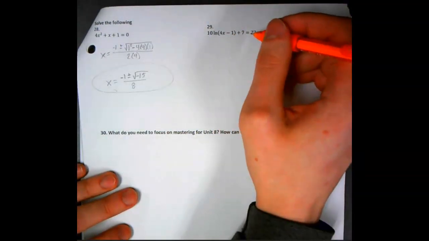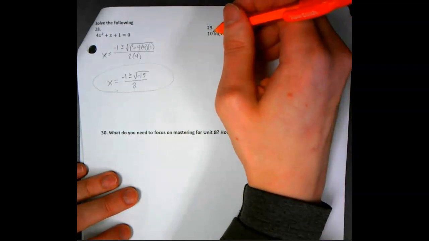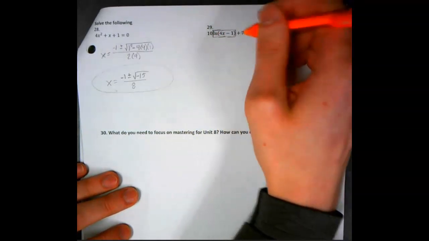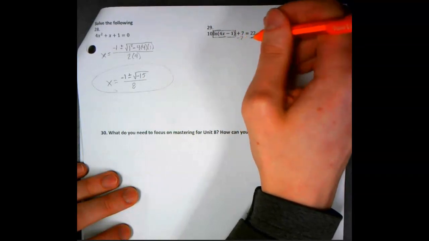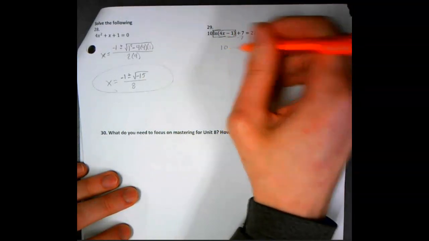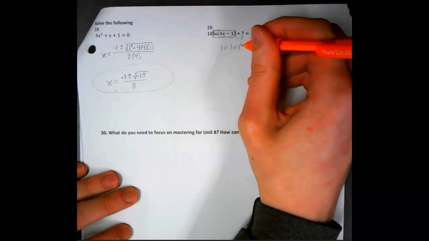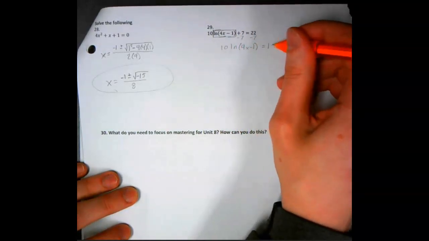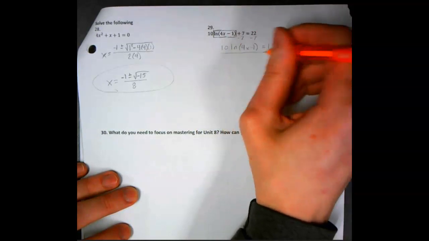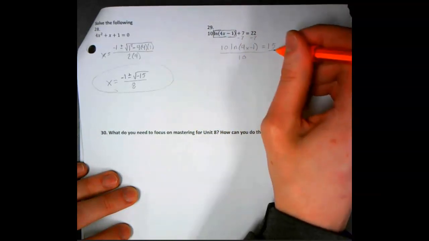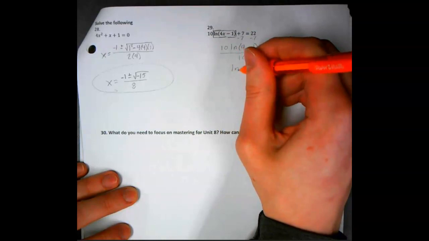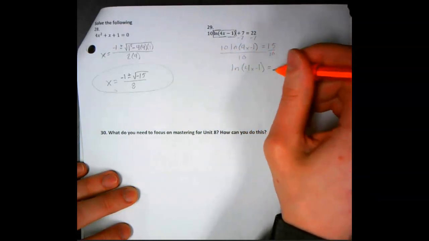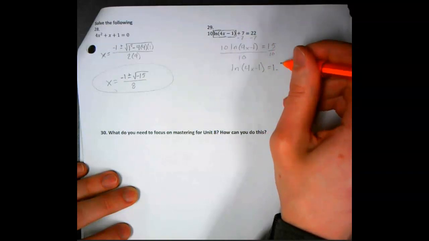For number 29, first we want to get this natural log by itself. So we'll subtract 7, and we'll have 10 natural log of 4x minus 1 equals 15. Divide both sides by 10, and we'll have that natural log of 4x minus 1 equals 1.5.